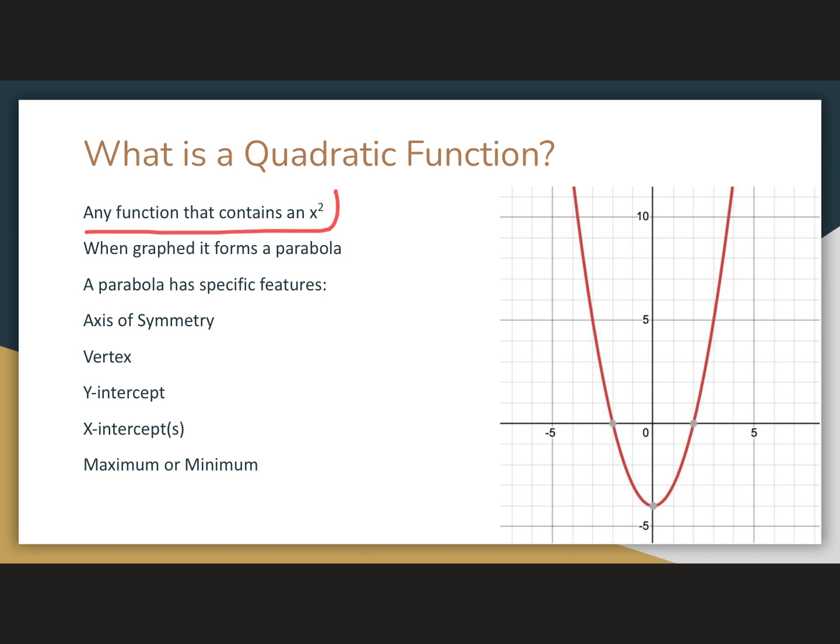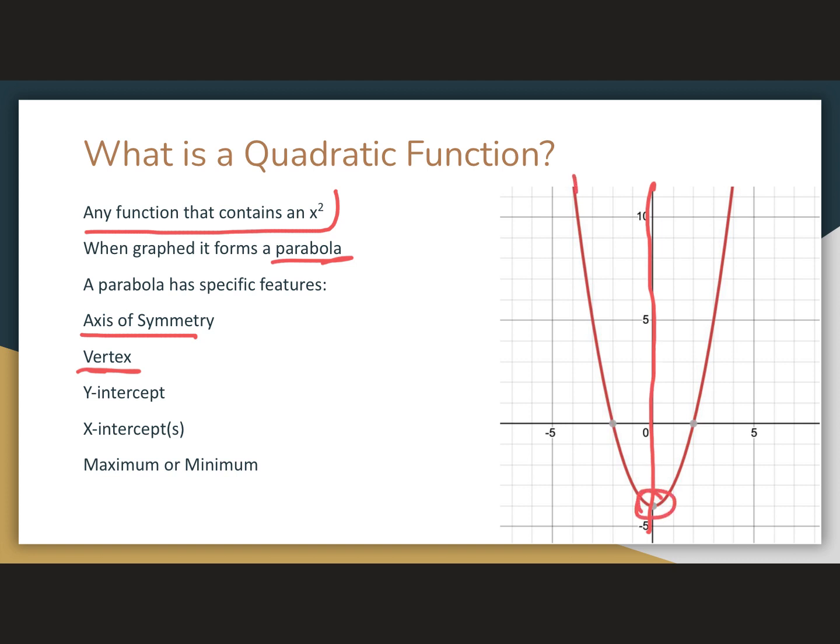That also includes times when you have an x multiplied by an x, but it doesn't look like the x squared. When you graph it, it forms a parabola. This is a parabola shape on the right-hand side. A parabola has very specific features. First of all, it has an axis of symmetry. It runs vertically, straight down through the vertex, which is another feature. The vertex is this point right here where it turns.